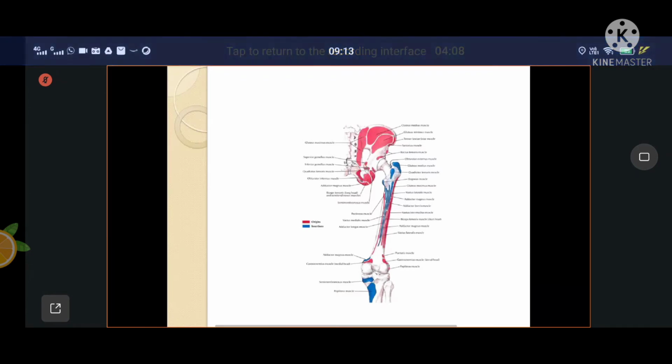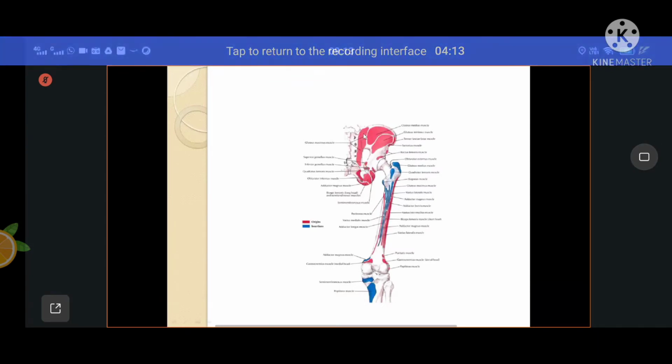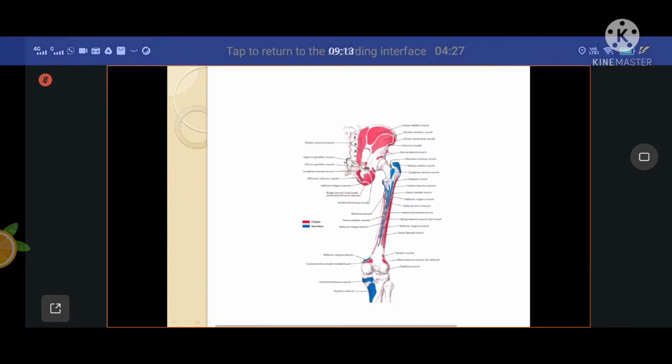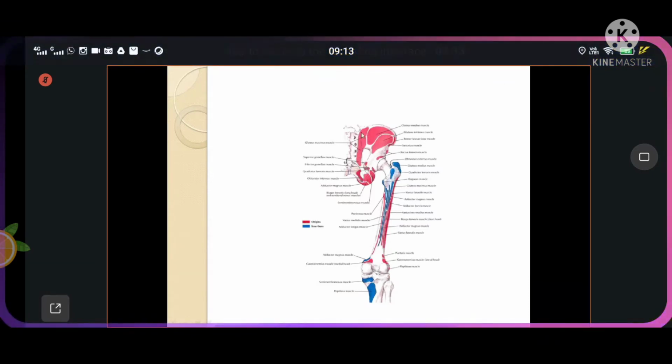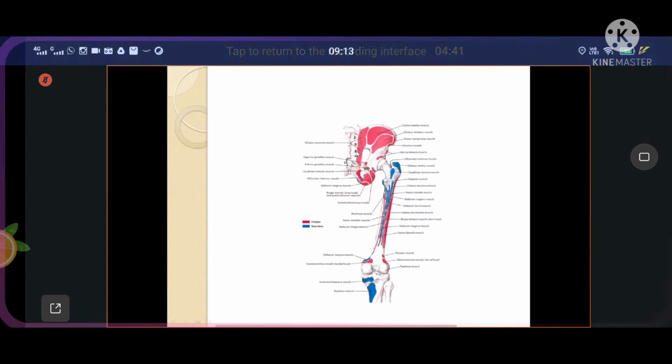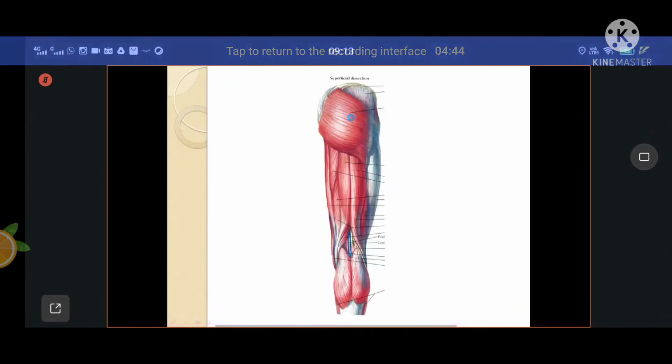So the gluteus maximus muscle, again I repeat: from the posterior aspect of the iliac crest, and from the dorsal aspect of the ilium, behind the posterior gluteal line, and from the dorsal aspect of the lower part of the sacrum, and from the sacrotuberous ligament, and the fascia covering the gluteus medius muscle, and the fascia covering the erector spinae muscle, right? So this is about the origin of the gluteus maximus muscle.